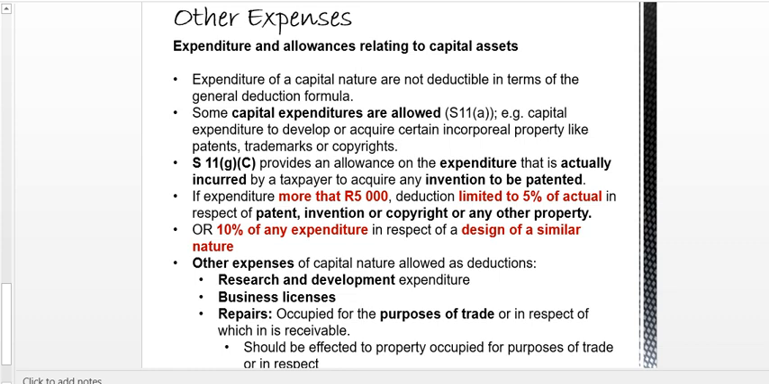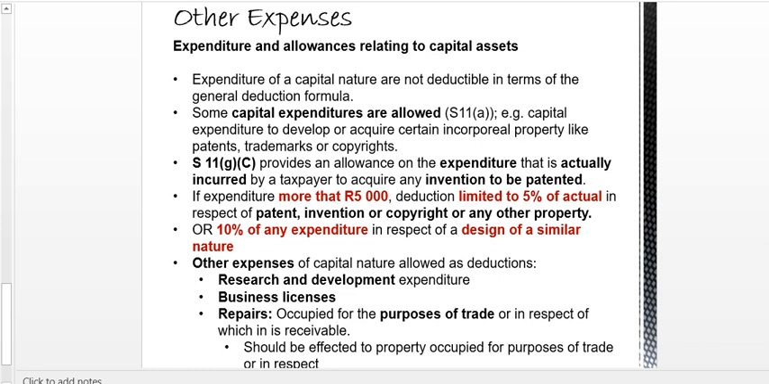Okay, and then some expenditure and allowance relating to a capital asset. Expenditure of a capital nature is not deductible in terms of the general deduction formula. You remember that from the definition. But there are some capital expenditures that are allowed. That's in terms of section 11A. So, capital expenditure to develop or acquire certain intellectual property like patents, trademarks, or copyrights.